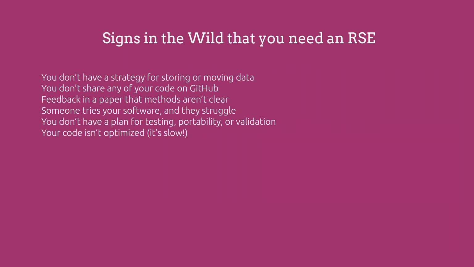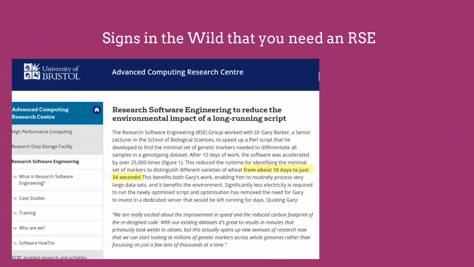Your code isn't optimized. It's really, really slow. This is actually a really cool example that happened, I think, in January earlier in the year. They had this script that took 10 days to run. Imagine starting your script and going on vacation and being like, yeah, it'll be done when we get back. They got it down to 34 seconds. That is just one example of what an RSE can do.